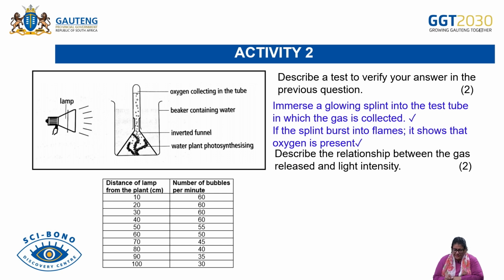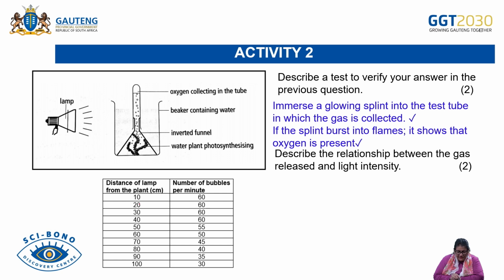Okay, now describe the relationship between the gas released and the light intensity. So the gas released and the light intensity. Now learners, think about it. How will you describe the relationship now? You're going to look at this table of data. You're going to look at the relationship between gas released and light intensity.